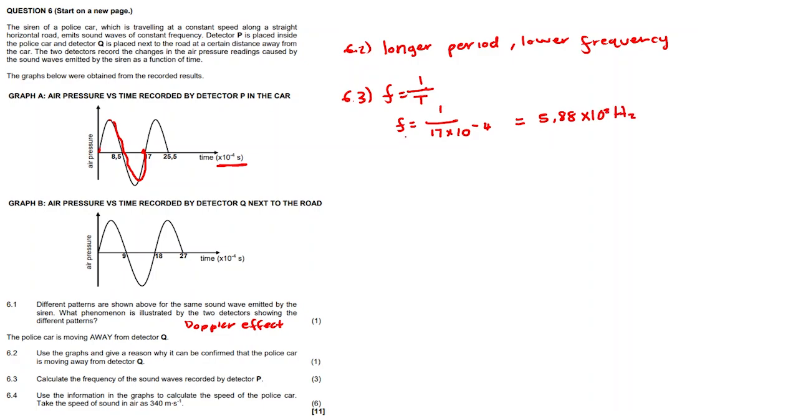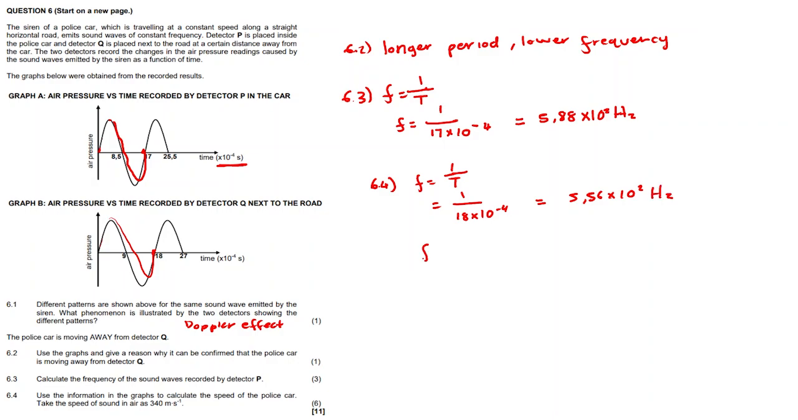Question 6.4. Use the information in the graphs to calculate the speed of the police car. Take the speed of sound in air as 340 meters per second. So in order to calculate the speed of the car, we need to get the observed frequency from inside the car and outside the car. So we need the frequency of detector Q. In order to get this, we can use the same formula we used there. 1 over, and this period goes all the way to 18. So 18 times 10 to the power negative 4. And if we plug that into the calculator, we get 5,56 times 10 to the power 2 hertz.